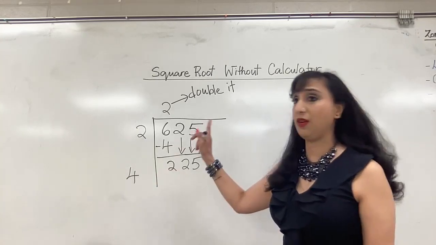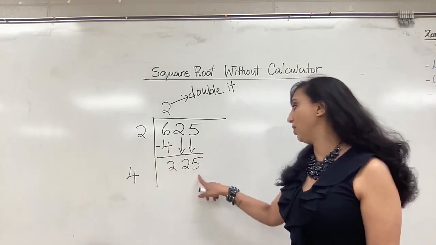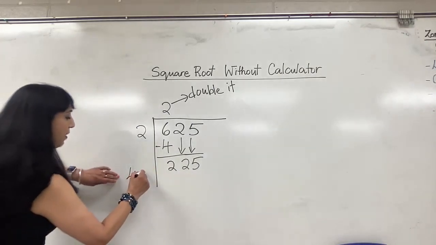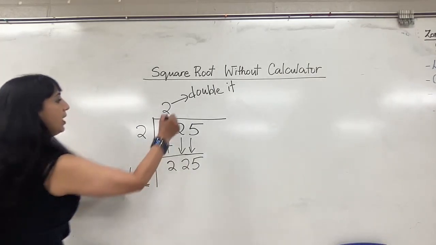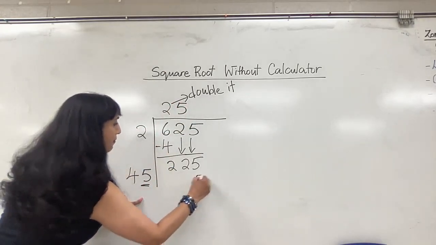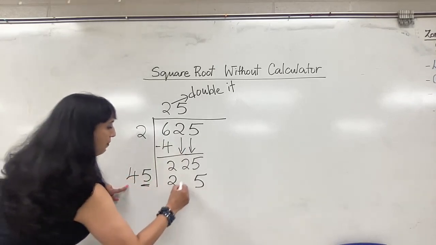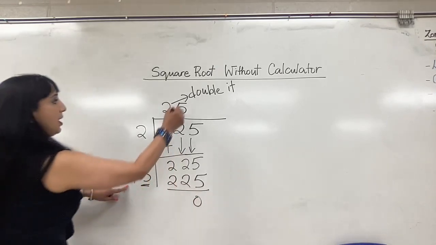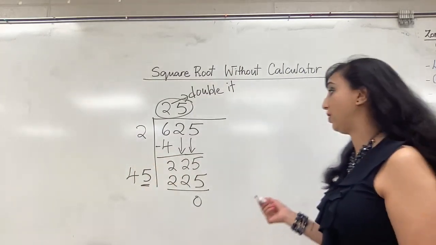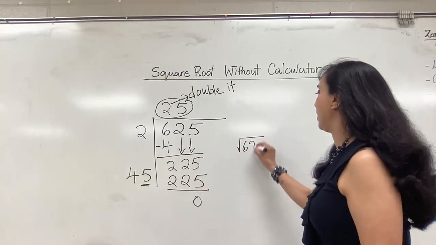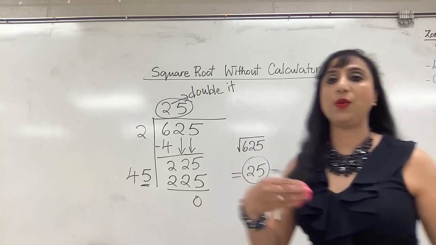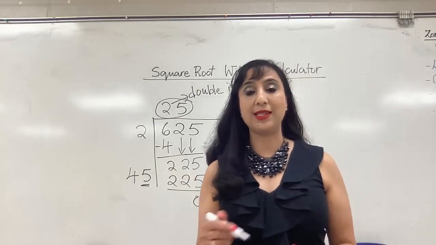This can be 40 times 0, 41 times 1, but that's not going to work over here. So if I do 45 times 5, then 5 times 5 is 25, and 4 times 5 is 20, plus 2. So here we go, 225, and this is 0. So 25 is the square root of 625. Literally, that means the square root of 625 is equal to 25, because when I do 25 times 25, I get 625.